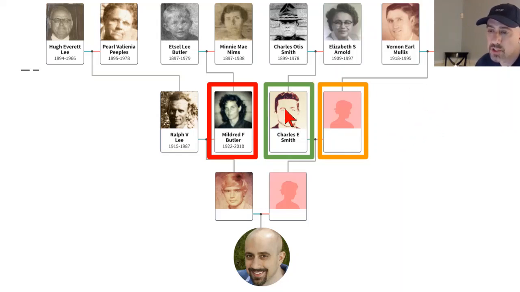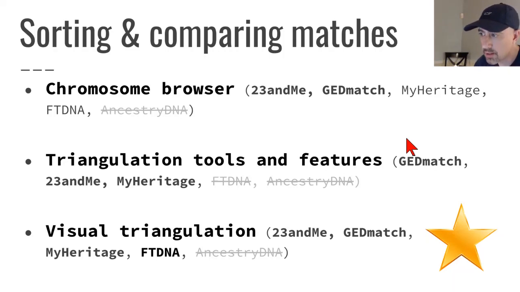So a match to my grandfather would immediately raise the question as to whether it came from his paternal Smith line or his maternal Arnold line. So testing family members does help a great deal, particularly if you can test parents and grandparents. But even if you manage to do this, you're going to be faced with the issue of trying to sort out their matches. And so you want to take advantage of every tool you have at your disposal.